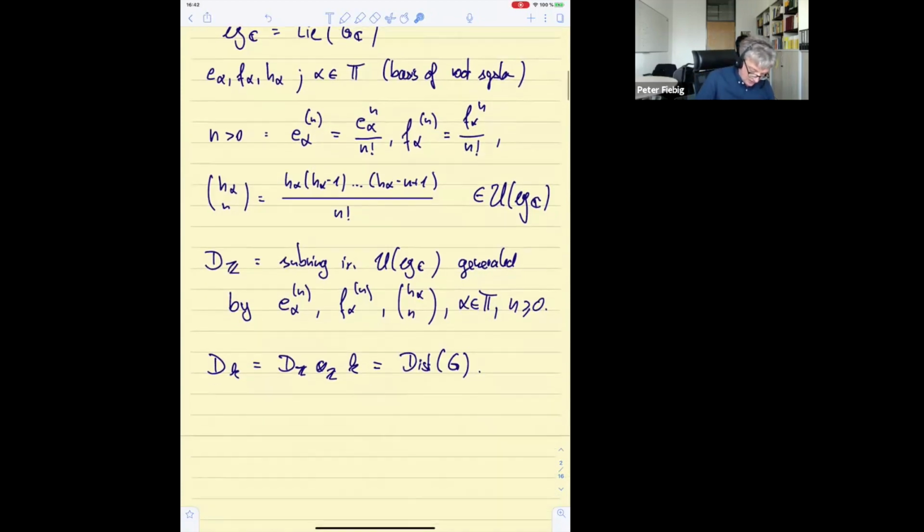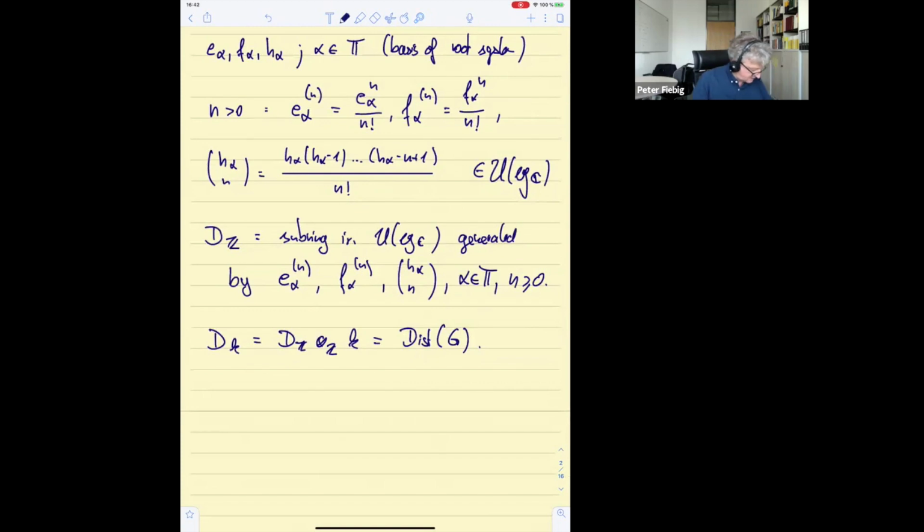And now a well-known fact is that the rational representations of G, I'm only looking at finite dimensional representations of G, so G-modules, are in one-to-one correspondence, in equivalence of categories, with the finite dimensional D_K modules.